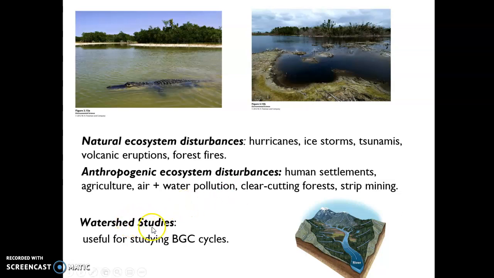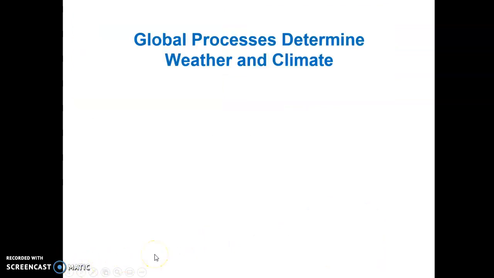Briefly, I'll just say watershed studies. A watershed is a land area that eventually contributes its water and all its chemicals to a body of water such as a river. And by studying these watersheds, we can have a better understanding of the biogeochemical cycles, but that's really all I want you to know about those. Okay, next up will be weather and climate.